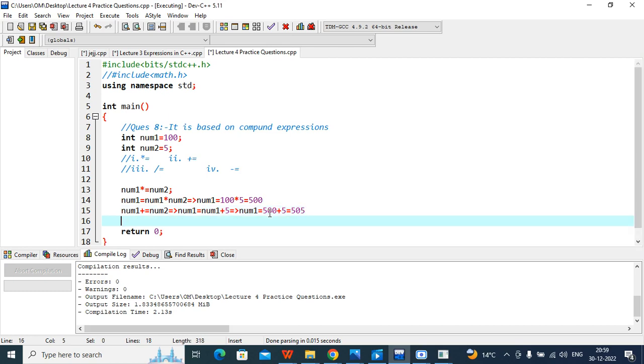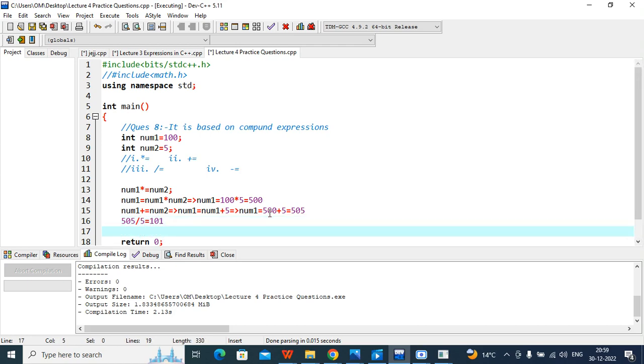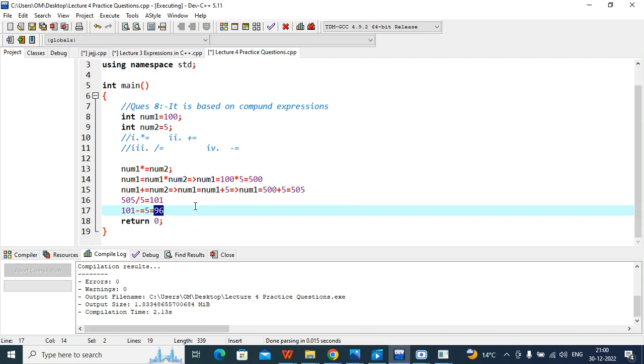Now the third expression is divide by 5. So directly we will do 505 divided by 5. What will you get? 101. Directly I have written it because I have already told you the formula. Okay. Now 101 minus equals to 5. What will it give you? 96. Yes, the final answer for this expression after passing through lots of compound expressions is 96.